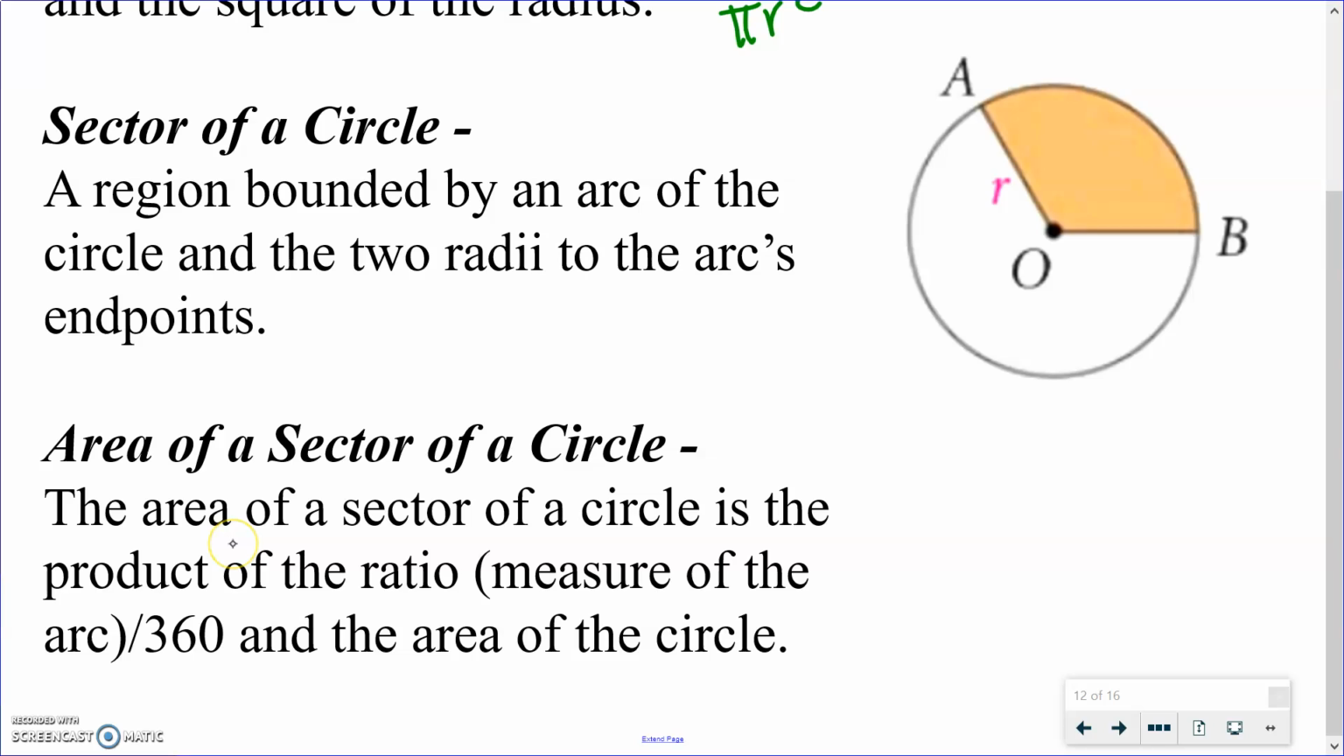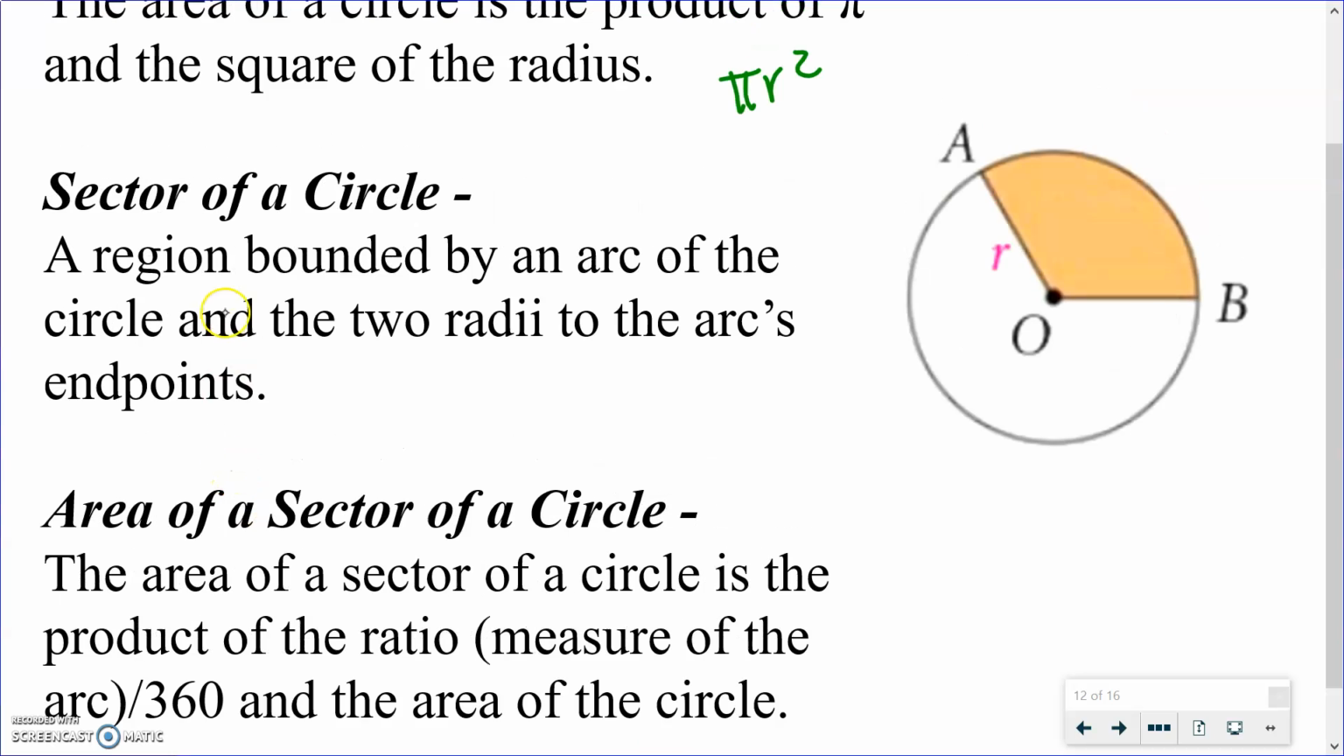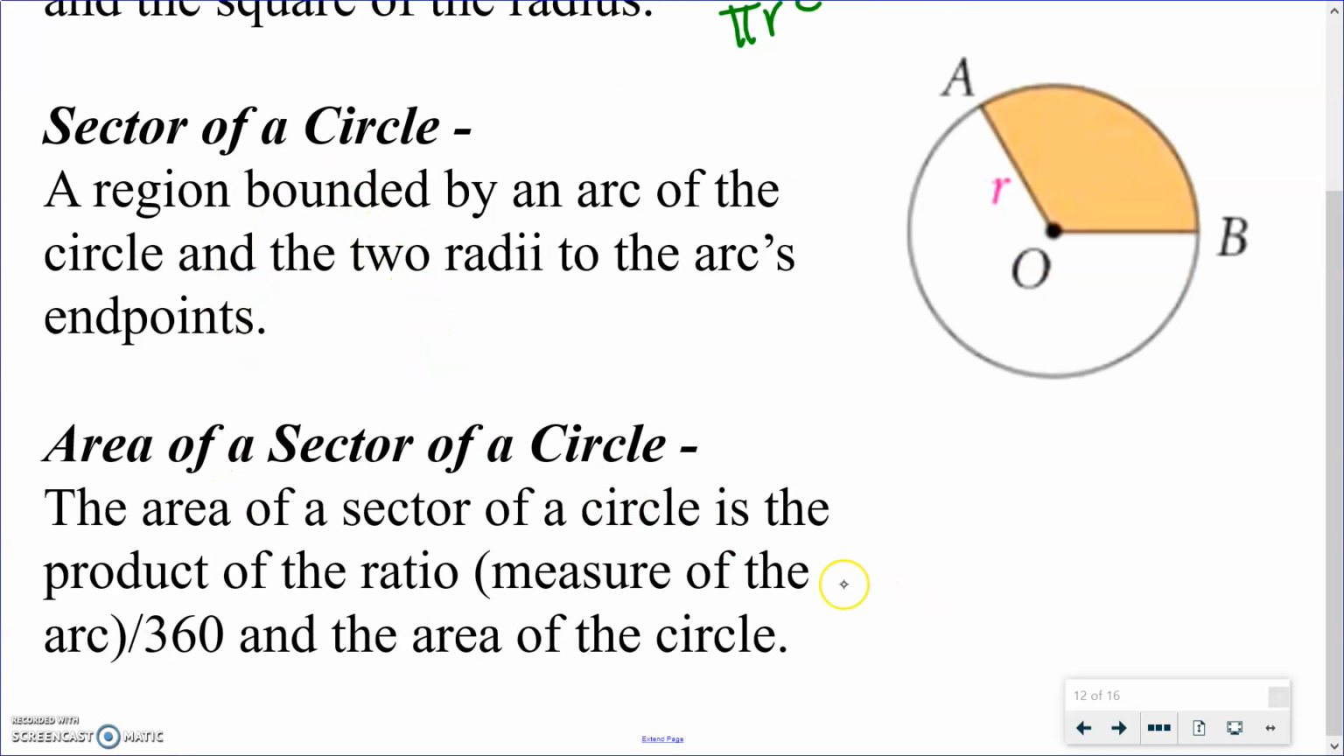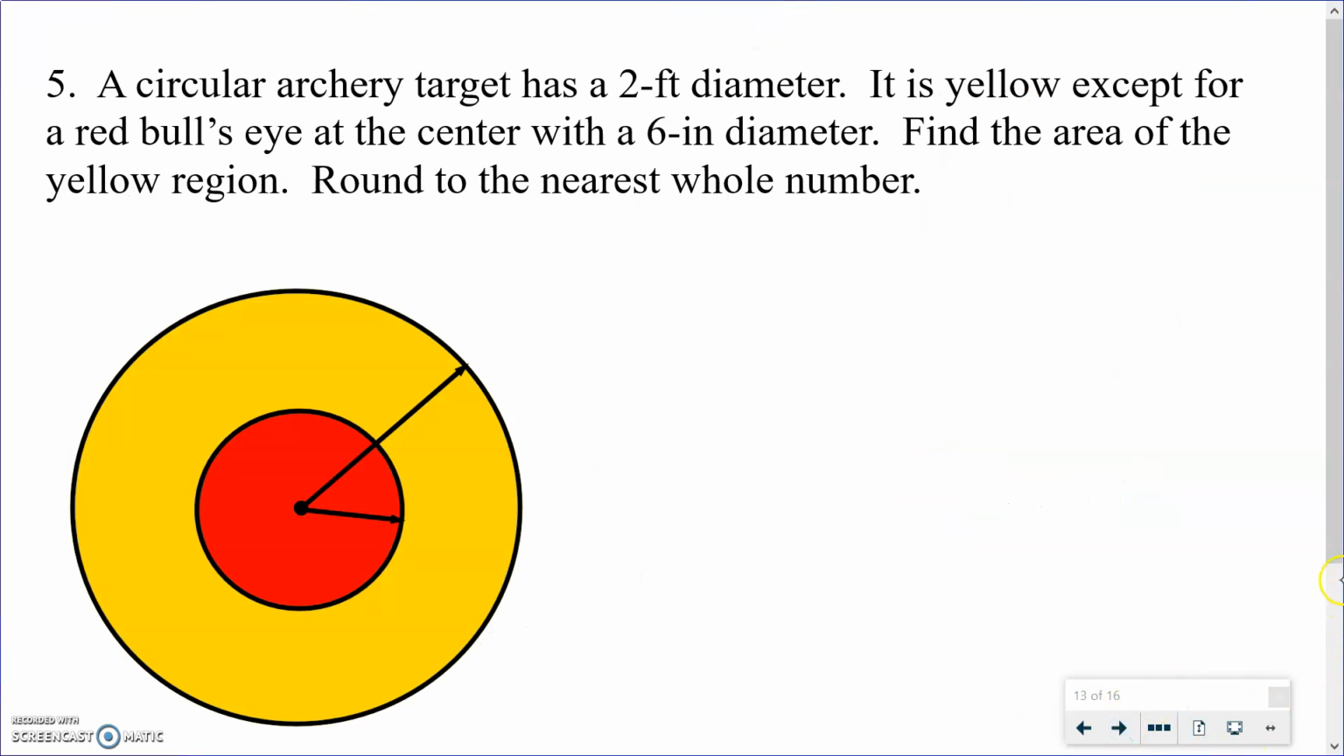And then the area of it is just like when we did the arc length. You just multiply the area, pi r squared, times whatever the measure is over 360. So you're really just finding a fraction of the circle or a fraction of the area, okay? So that would be like this. We would have the measure of the arc, we'll just call it AB in this case because that's what's on here, over 360 times pi r squared, and that's the area of a sector. So we're going to use that now to answer this question.